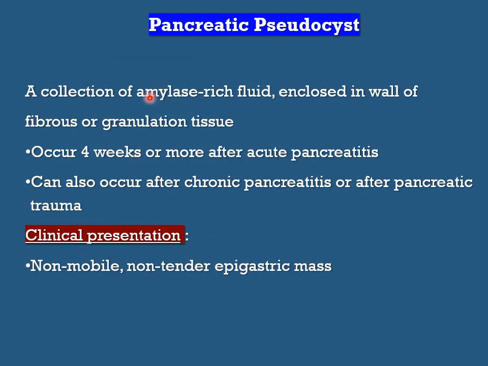A few words about pancreatic pseudocyst. Pancreatic pseudocyst is a collection of amylase-rich fluid enclosed in a wall of fibrous or granulation tissue. It usually occurs 4 weeks or more after the acute attack of pancreatitis. It can also occur after chronic pancreatitis or after pancreatic trauma. The clinical presentation is usually quite straightforward: a non-mobile, non-tender epigastric mass which is progressively increasing in size.